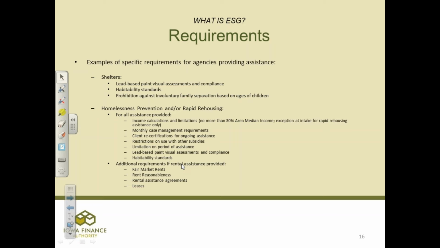Homelessness prevention and rapid rehousing. For all assistance provided, there are requirements to do income calculations, and then there are, of course, limitations on income, which the basic limitation is no more than 30% of the area median income. There is an exception for doing an income assessment at intake for rapid rehousing only. There are monthly case management requirements. There are client recertification requirements for ongoing assistance. There are restrictions on the use of assistance with other kinds of subsidies. There are limitations on the period of assistance. There are lead-based paint visual assessments and compliance with individual units that you're assisting folks to stay in. And there are habitability standards for those individual units as well.